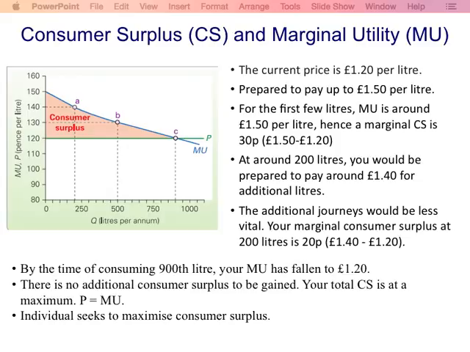So for the first few mileages, these are vital journeys for which we are happy to pay, willing to pay higher than the market price. Now, when you have already purchased around 200 liters per annum, you have traveled a lot, and that's point A. You are willing to pay for the next additional units around 140 pounds, £1.40. So your consumer surplus is now the difference between that 140 and 120. So it's declining.